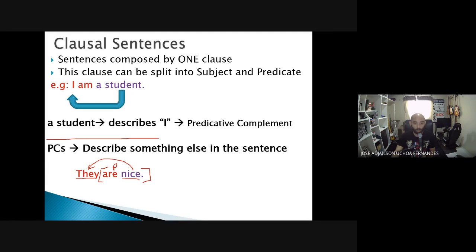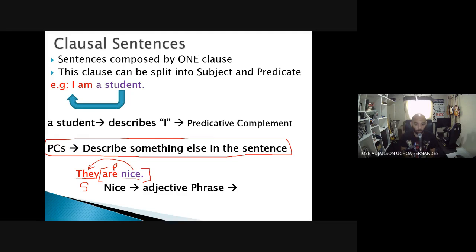Look at what predicative complements are. They describe something else in the sentence. In this case, nice describes they, which happens to describe the subject. So it's a subject-oriented predicative complement. So nice is an adjective phrase which describes they, so it's a predicative complement. That's it.